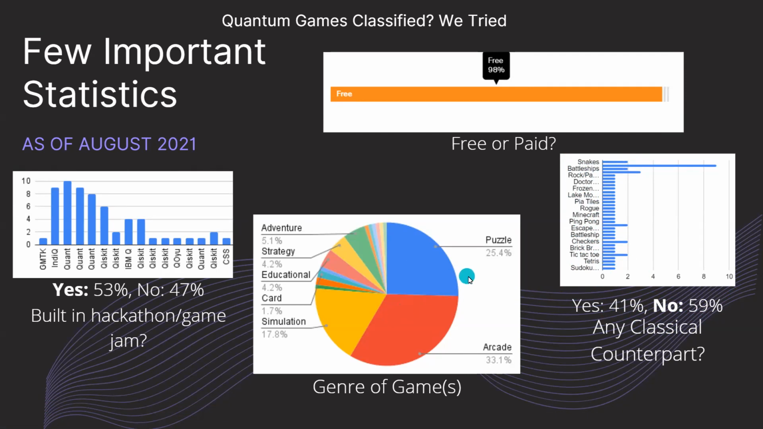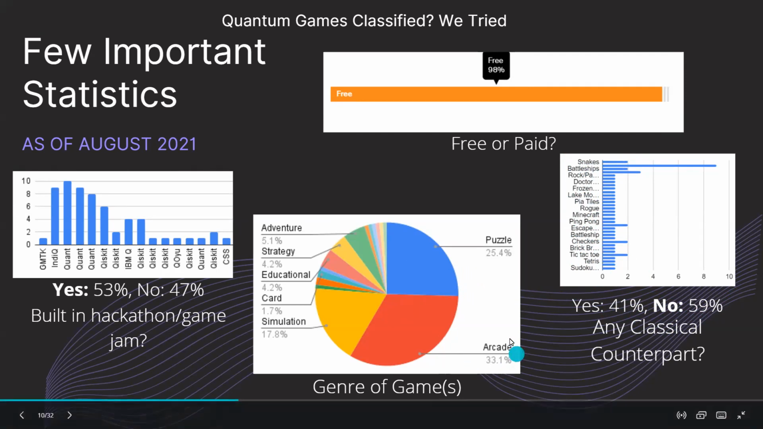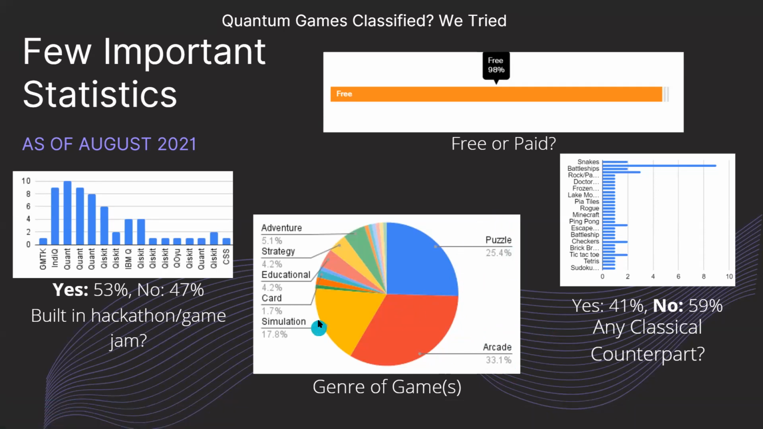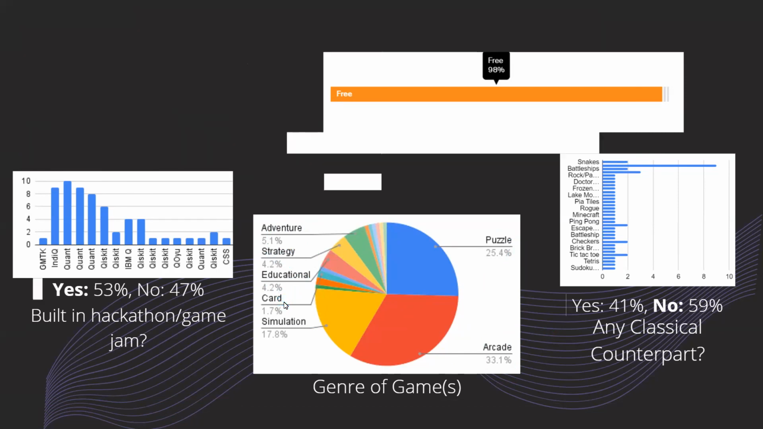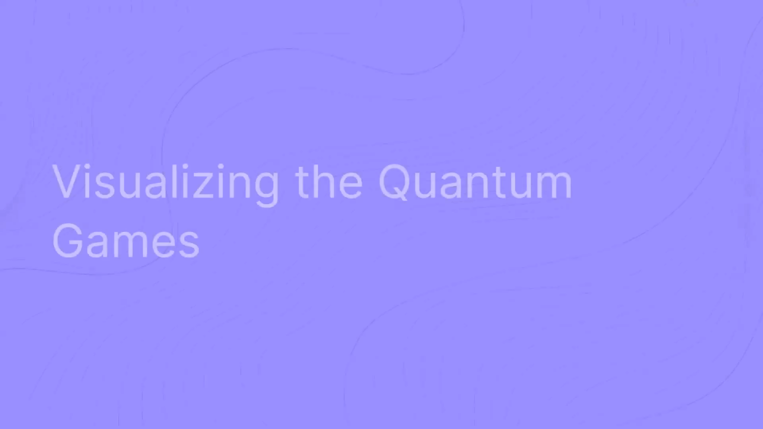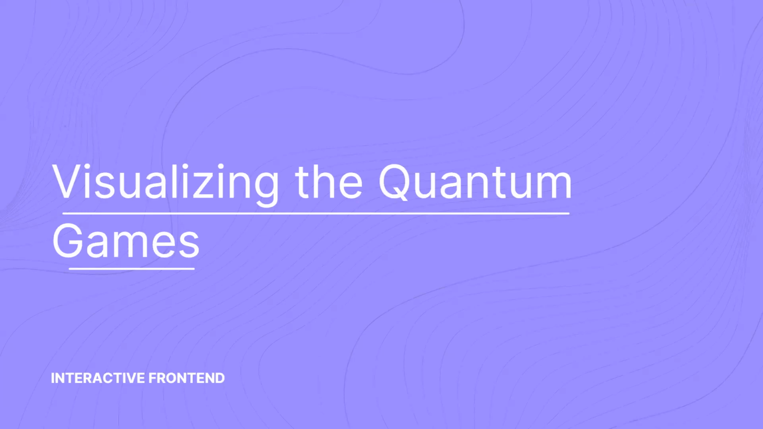Then the genre of the game, the most common one was arcade, followed by puzzle and simulation, but we have a lot of variety in genre, like adventure, strategy, educational, and etc. There are a lot of different things that people draw inspiration from to make a quantum game.